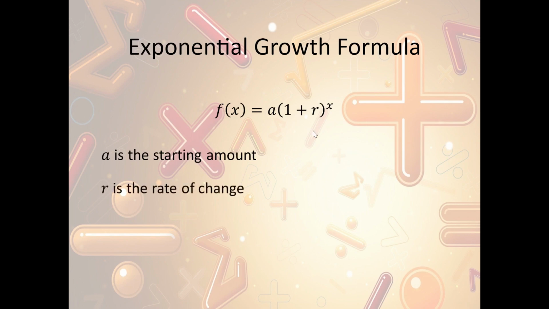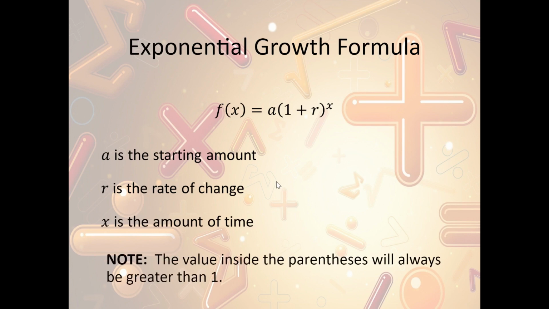R is the rate of change, meaning how much interest we are gaining. X is the amount of time. So let's say it goes monthly and we're doing it over 12 months. 12 months would be my x. Now notice the value inside the parentheses will always be greater than 1 with exponential growth because I'm adding 1 plus some number. It doesn't matter what number that is, it won't be negative. So we know it'll always be greater than 1.